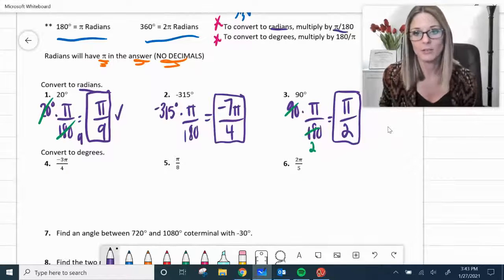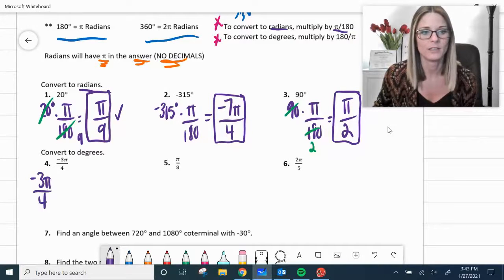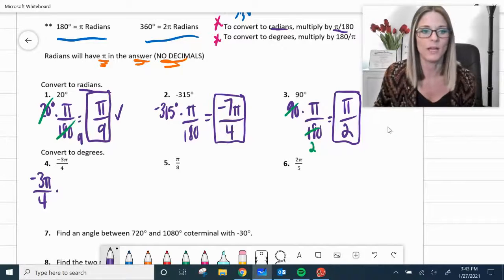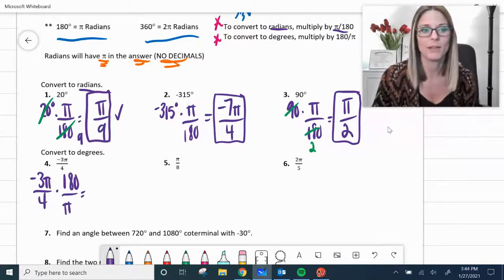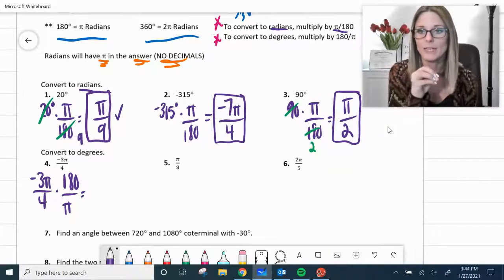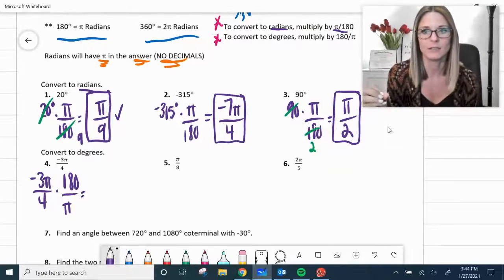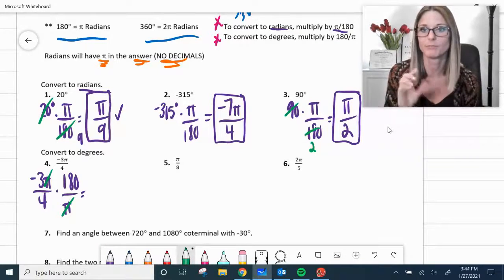Number 4, let's go backwards. Convert these radians to degrees. So we have negative 3 pi over 4. We're going to change it to degrees. On the notes, it says multiply it by 180 over pi. So I'm going to give you a memorization tool. How do you know which one to multiply by? Well, we're starting with radians with pi, and I'm going to degrees. I don't need pi. So I've put pi in the bottom so it will cancel out. Capiche?